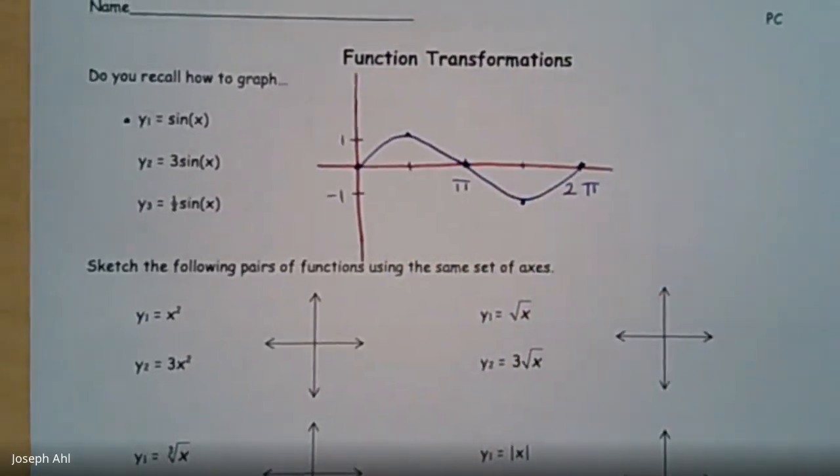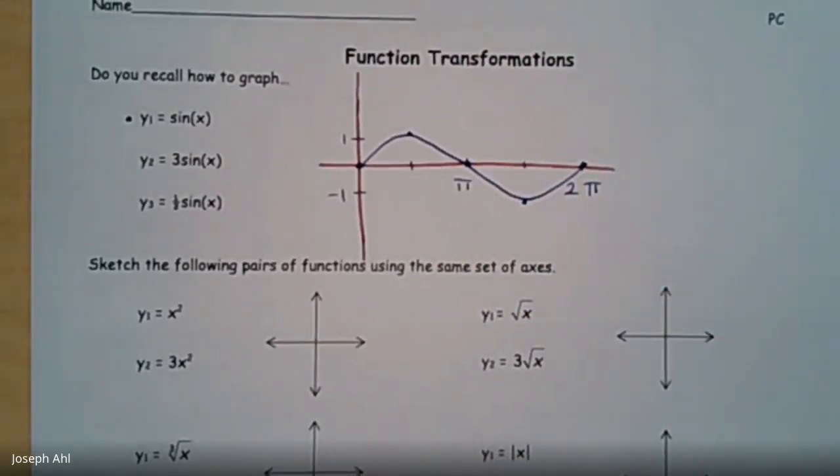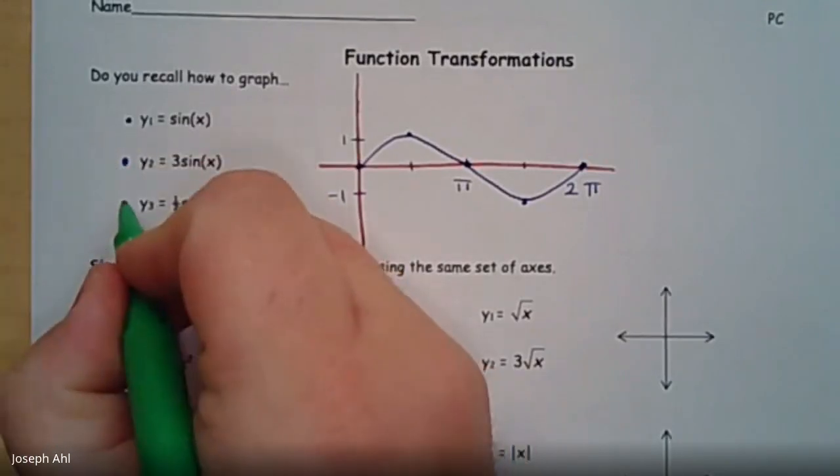So what I want us to do is take that parent function and think about, well, what would happen if we had in y2, 3 sine x? And what would happen if in y3 we had 1/2 sine x?